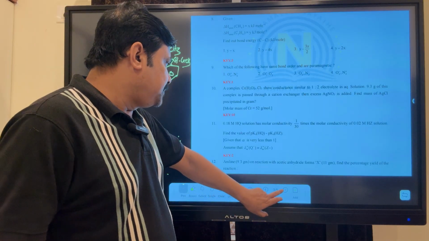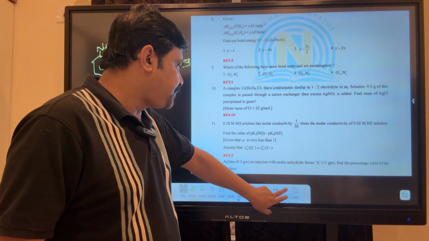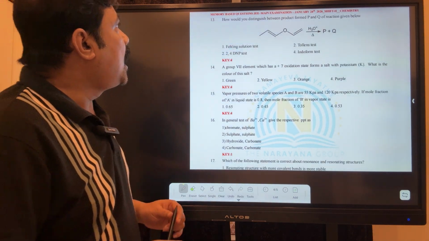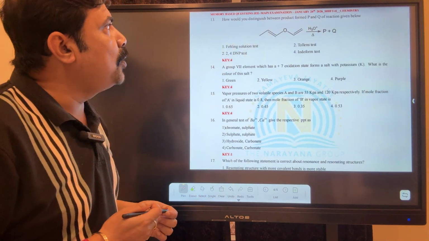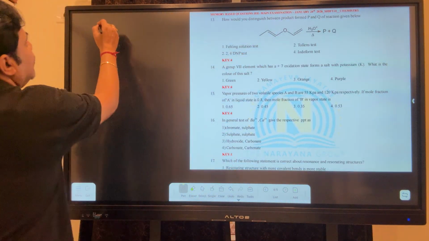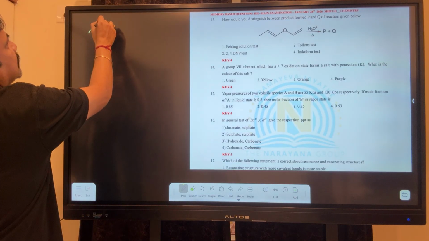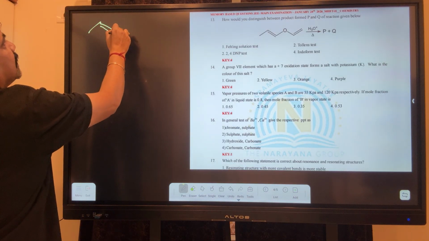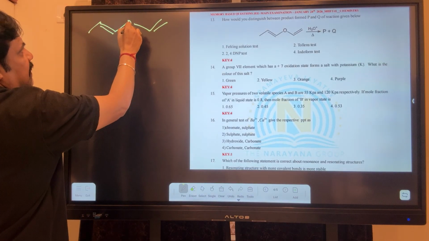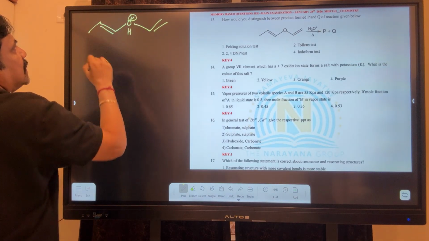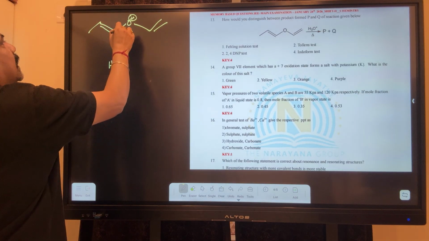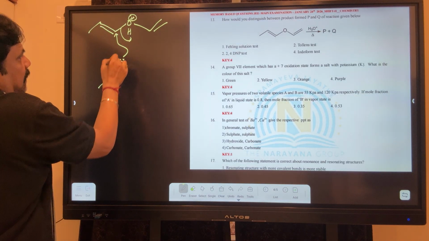Now if you look at the next set of questions, here they are asking question number 13. How would you distinguish between products P and Q? Here the structure is given like this: a double bond, then O, and another double bond. First H+, H2O and heat. H+ means protonation. Now protonation means what will happen? Water will attack over here and this opens up. Then after that, proton loss.